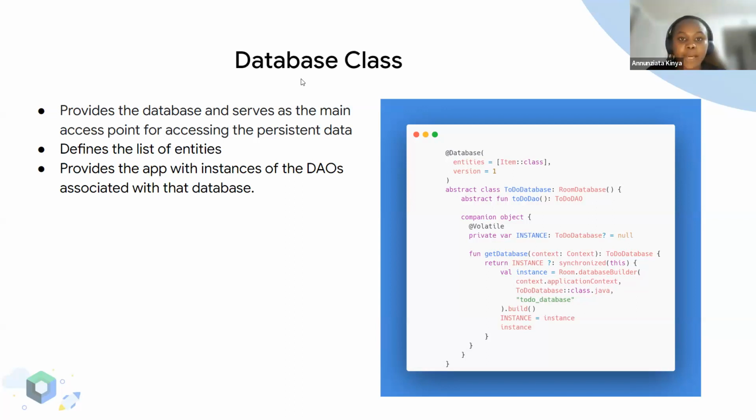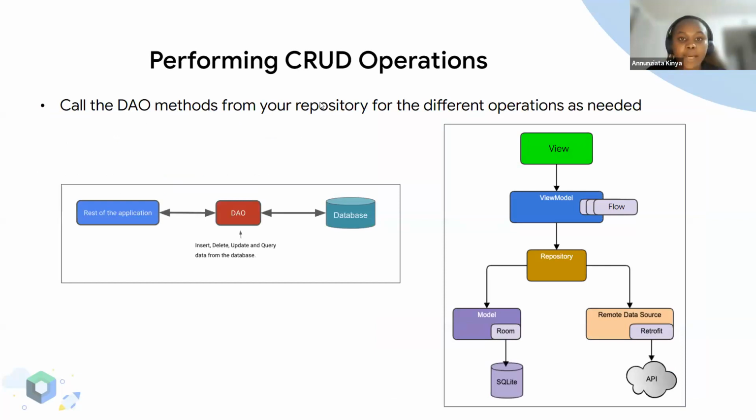So you've defined your entities, which are basically tables. You've defined your data access object, which will allow you to do operations. You've also defined a way to get the instance of your database to do these operations. So how do you actually go ahead to perform the operations? Basically, you will call the data access object methods from your repository for the different operations, based on how you've set up your architecture or your application.